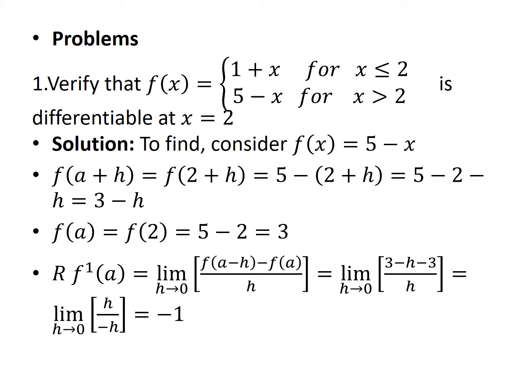So the right hand limit of f dash of a equals the limit as h tends to 0 of f of a plus h minus f of a divided by h. Which is equal to the limit as h tends to 0 of (3 minus h minus 3) divided by h, which is equal to the limit of h divided by minus h as h tends to 0, equal to minus 1.